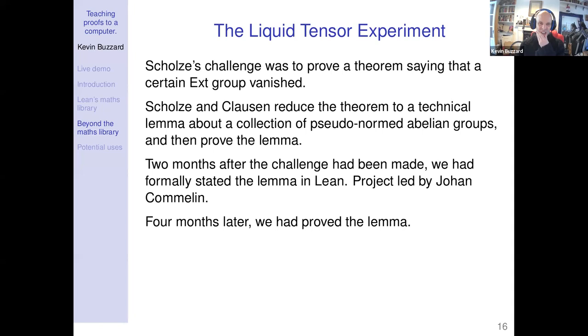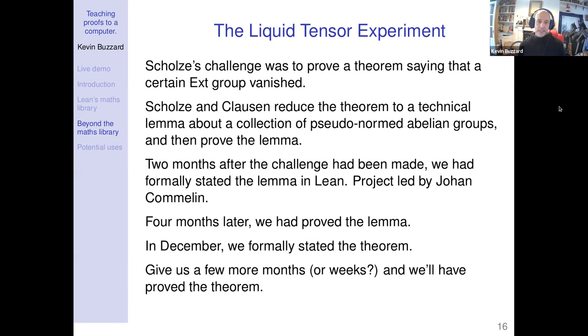And then we felt that the big struggle was now to come. We now had to deduce the theorem. And so it took another 6 months to formally state the theorem, because we had to build enough homological algebra. We have a theory of abelian categories. We have extension groups. We have condensed abelian groups. We have profinite spaces. We've stated the theorem, and it's not going to be long.